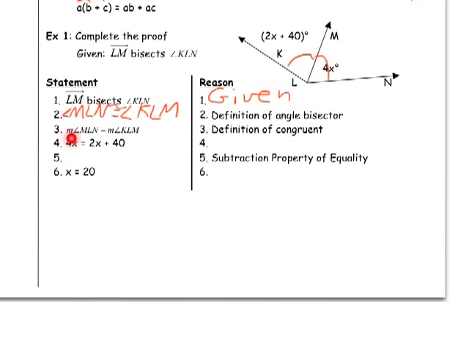And now look, I'm substituting in 4x and 2x plus 40 because 2x plus 40 is what KLM equals and 4x is what MLN equals. So I'm just substituting those in, so I'm going to write that as the substitution property of equality. And now I did use a little shorthand there to just write sub. I do that in my class and I let my students do that.